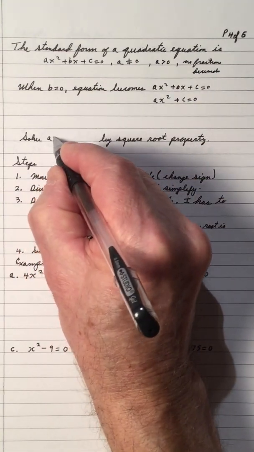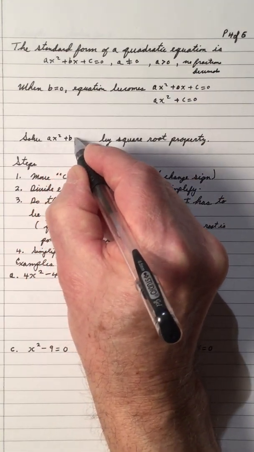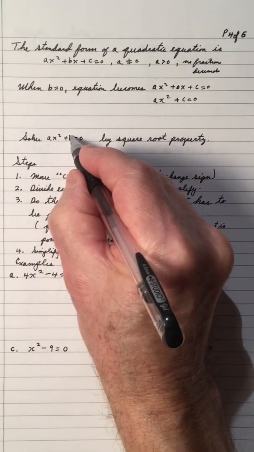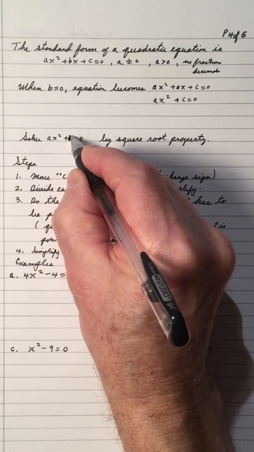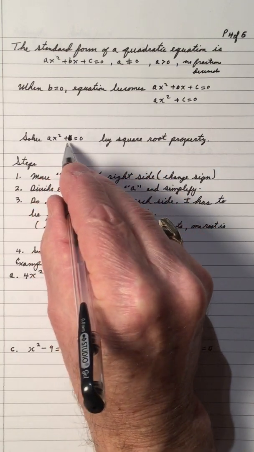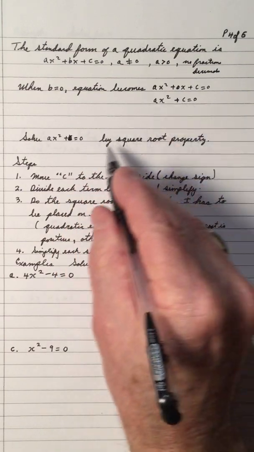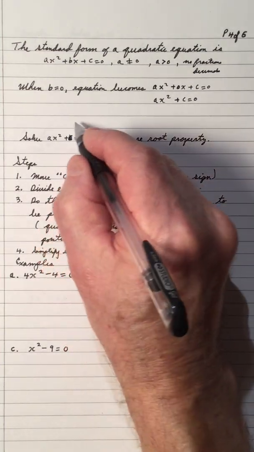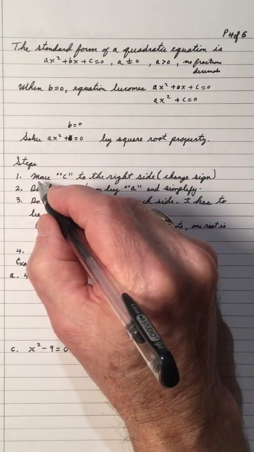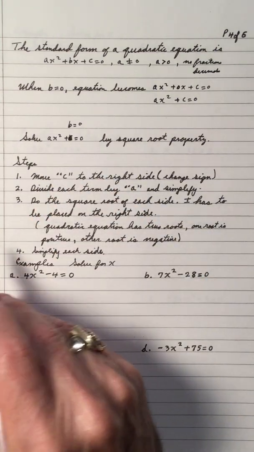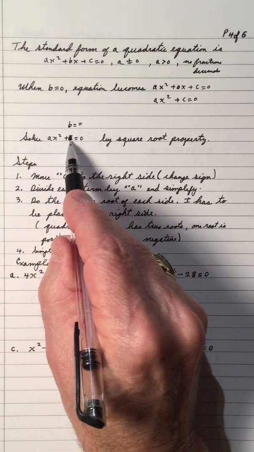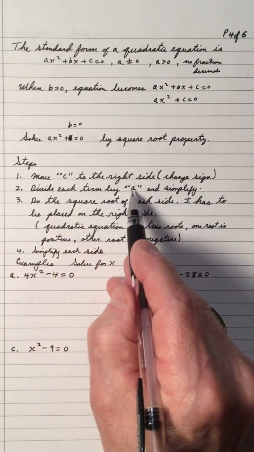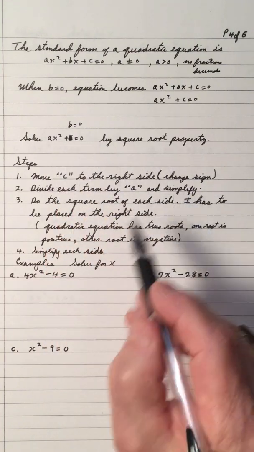Solving ax squared plus c equals 0. We're going to take this equation, b is gone, ax squared plus c equals 0, which is what I have here. We're going to solve this equation by the square root property. Notice the b is equal to 0 for this to happen. So here's the equation. The steps. We're going to move c, which is this number, to the right side and change the sign. We're going to divide all the terms by a and simplify.